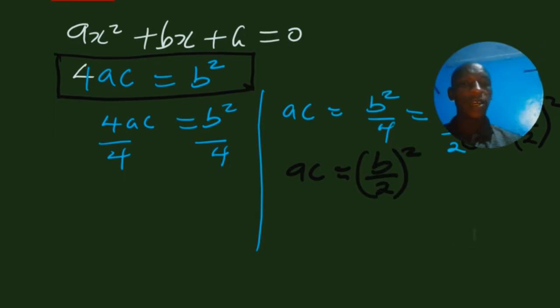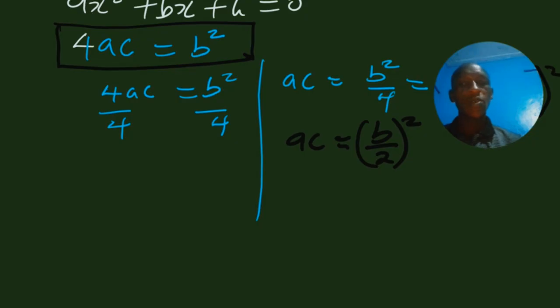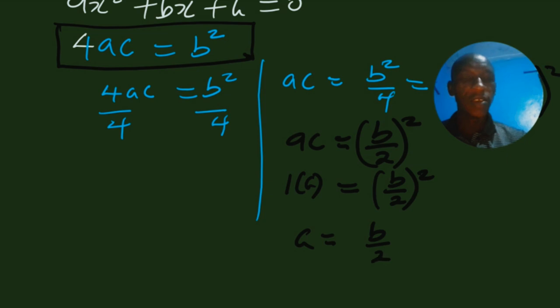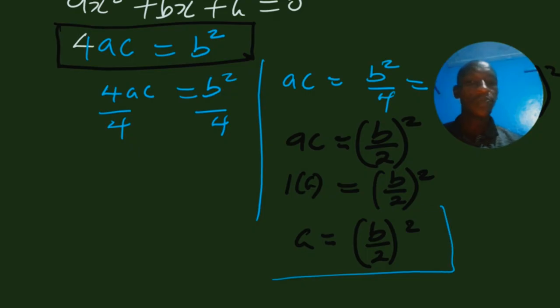Now, what if the coefficient of x squared was 1? It means that a is 1. If a is 1, what would happen to the formula? It will be 1 times c, and we equate to b over 2 squared. So that means c is equal to b over 2 squared. Now this is the guiding rule. This is the formula that we are going to use to solve quadratic equations by the completing the square method.